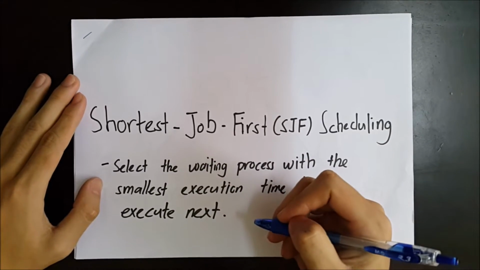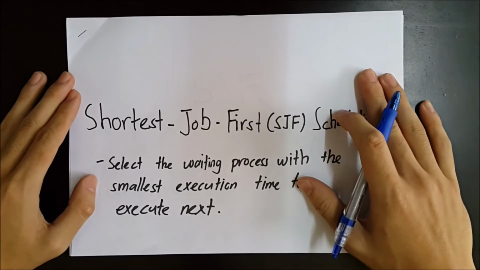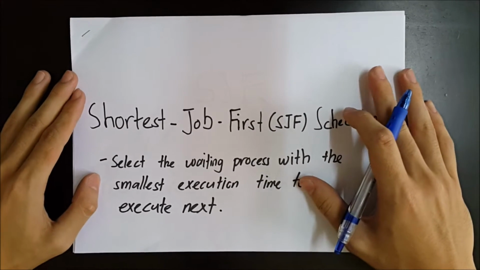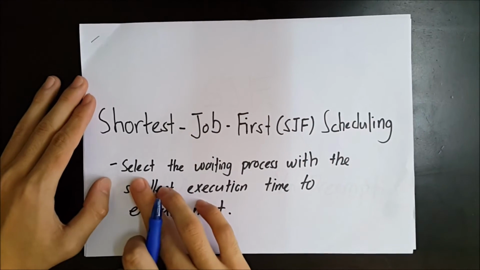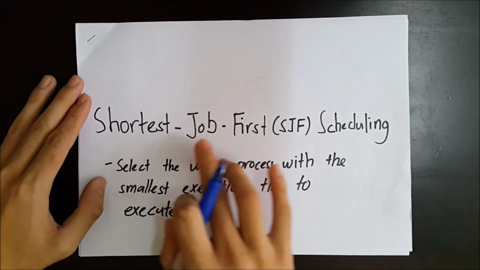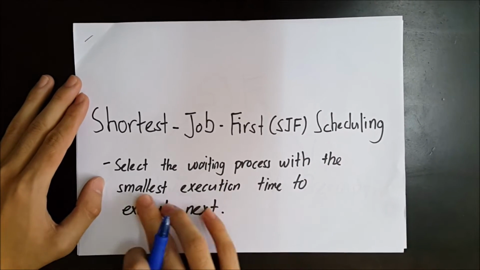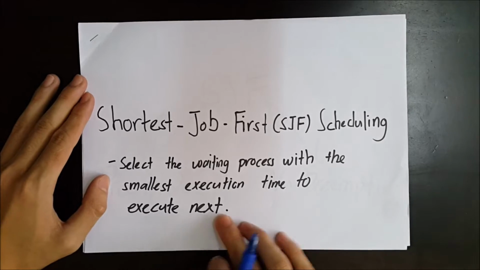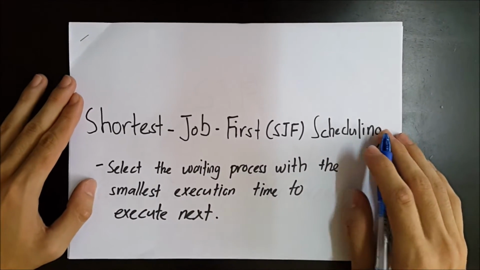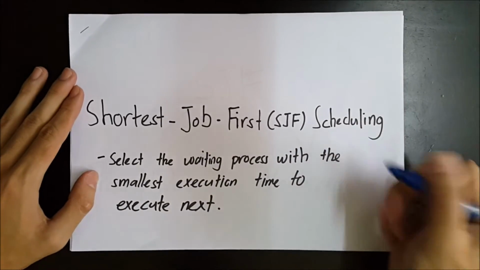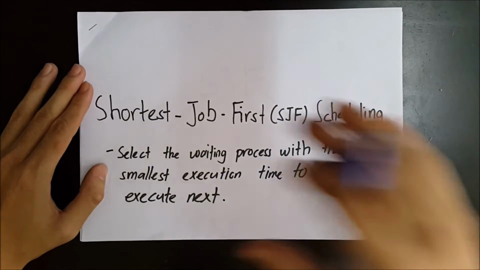Guys, today we are going to talk about the shortest job first scheduling. Basically, this is part of scheduling in the subject of operating systems. The definition of shortest job first scheduling is to select the waiting process with the smallest execution time to execute as the next process. This takes part in the ready state when we select the next program to execute.